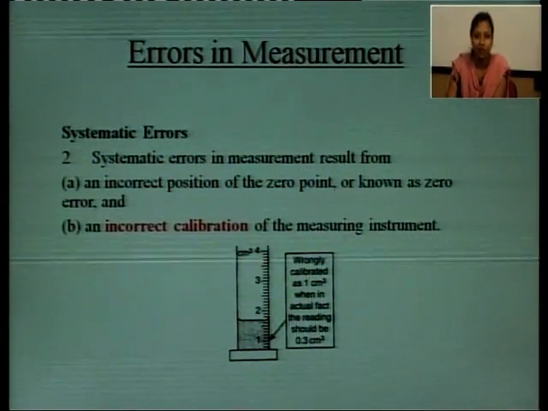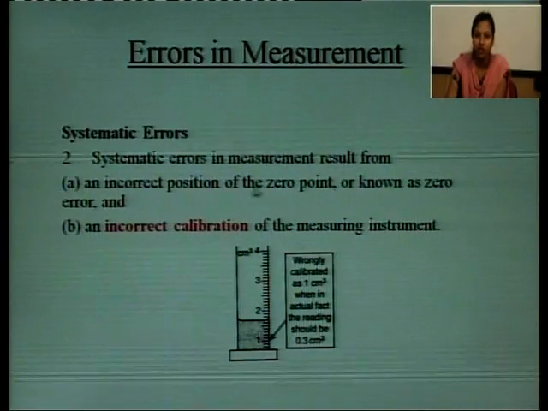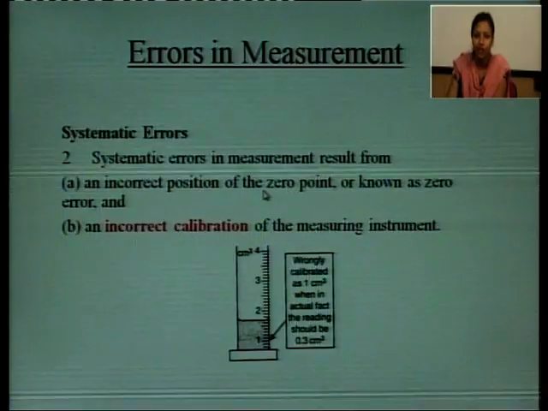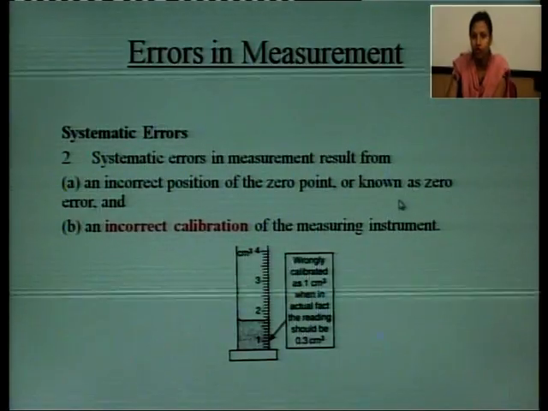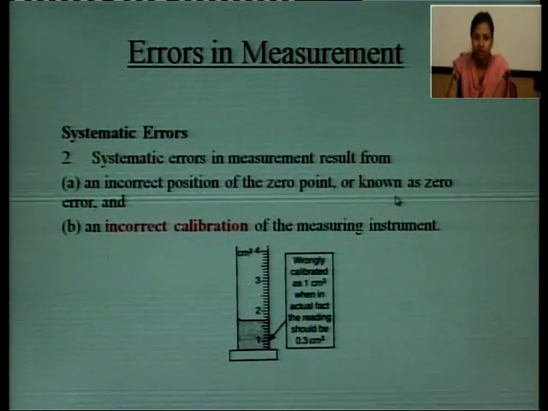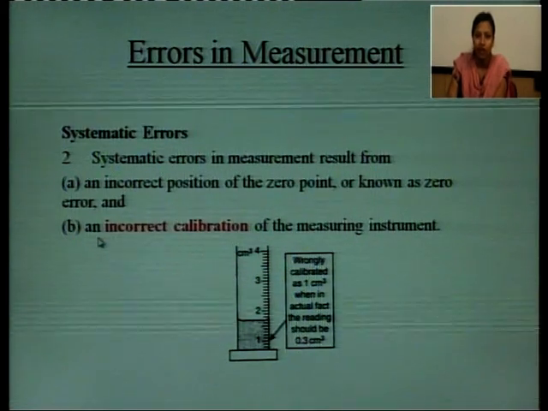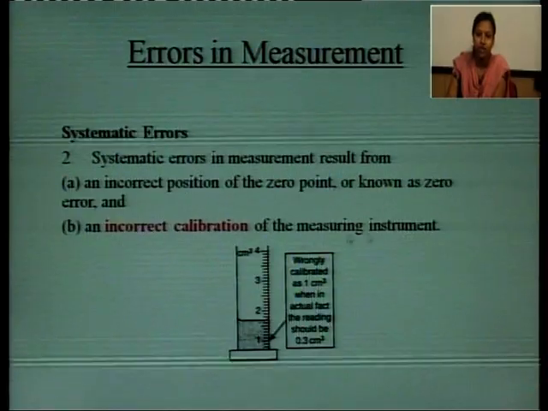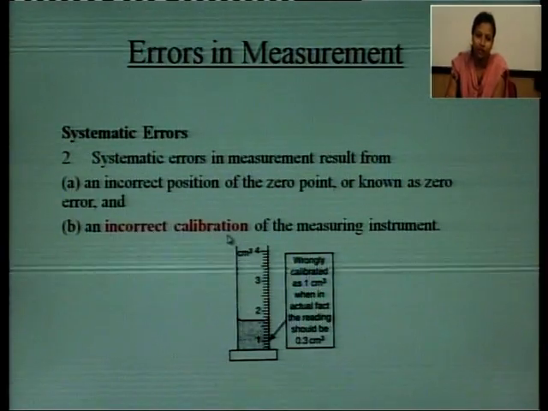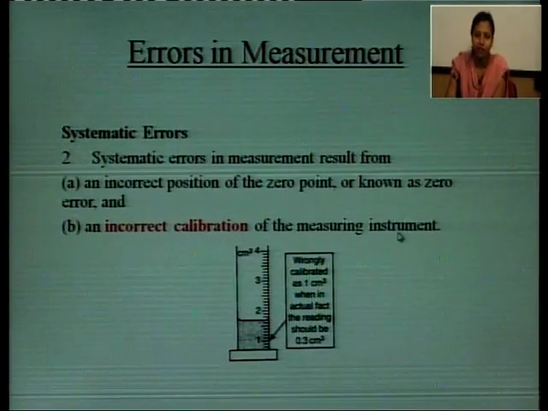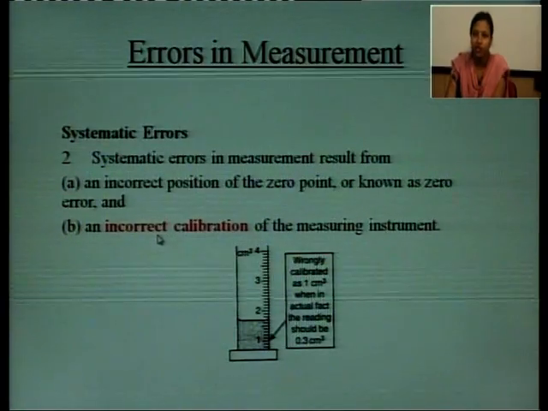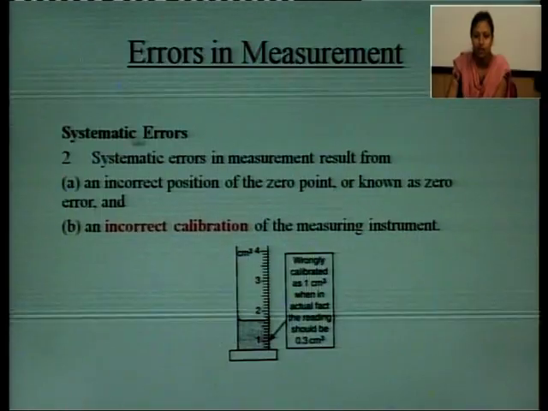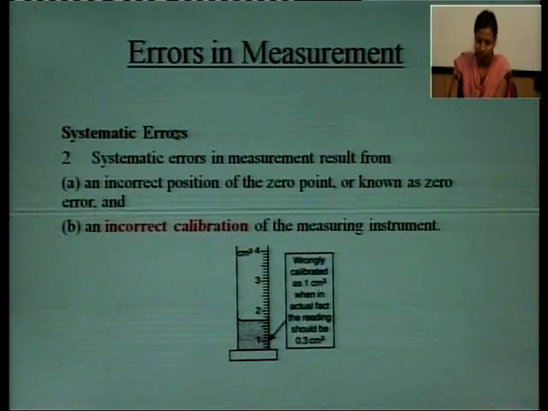The next type of systematic error in measurement results from an incorrect position of the 0 point, which we already discussed. It is also called zero error. Another cause is incorrect calibration of the measuring instrument. If we didn't calibrate the measuring instrument properly, then there is some error involved. That error is also called systematic error.